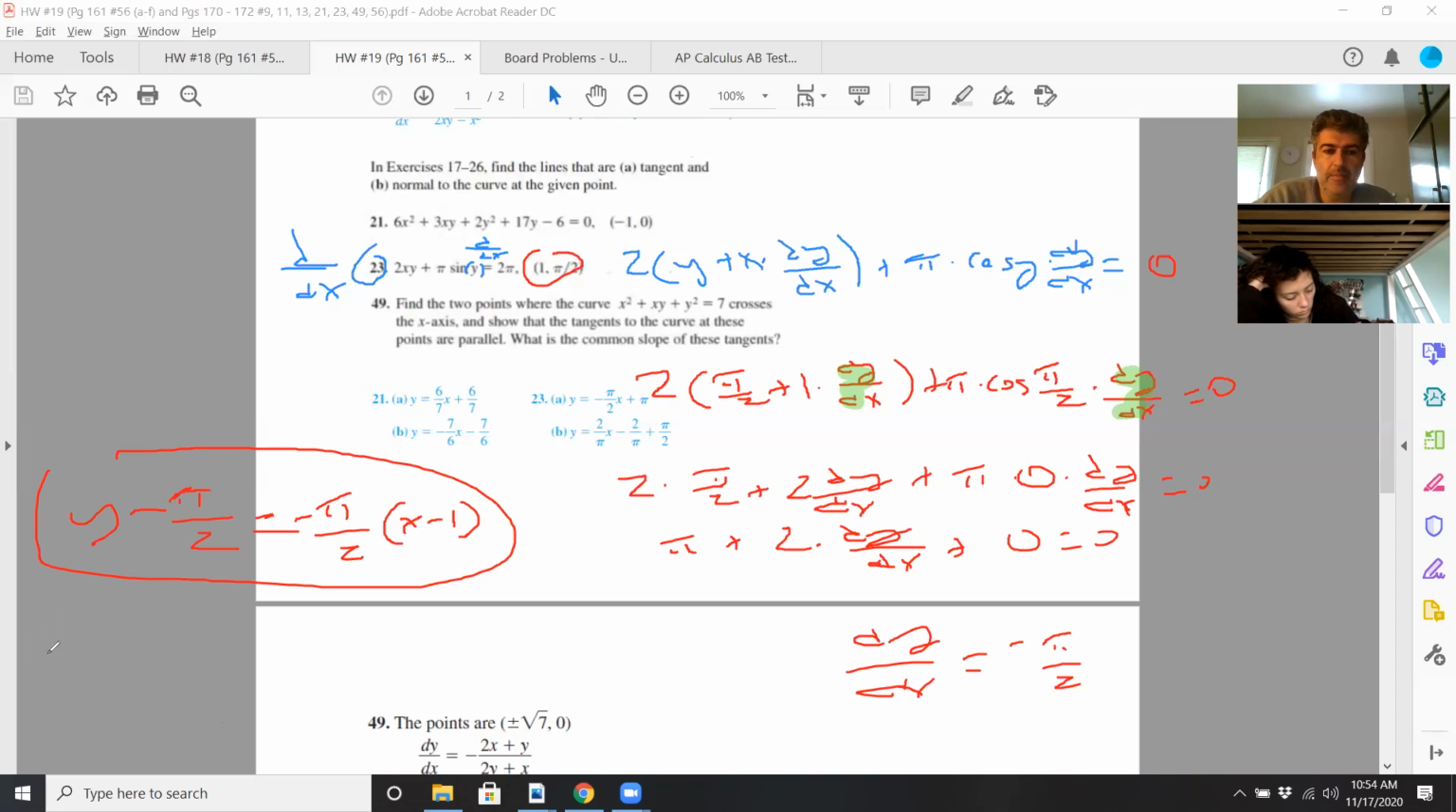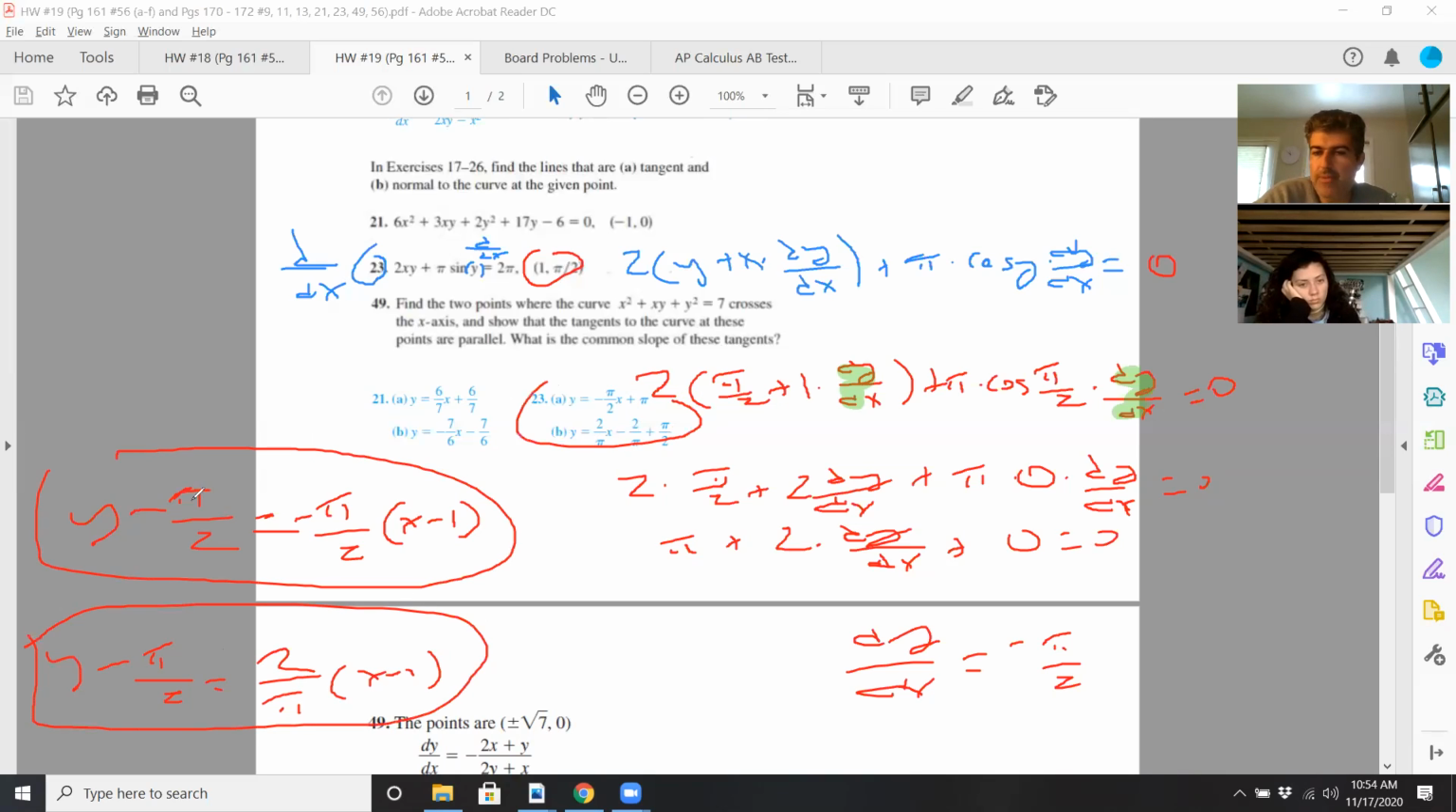And then the normal line is easy. Just do the negative reciprocal of your slope, 2 over pi times x minus 1. And there you go. If you want to rearrange it to match with the choice they have in the textbook, knock yourself out, but you're fine here.